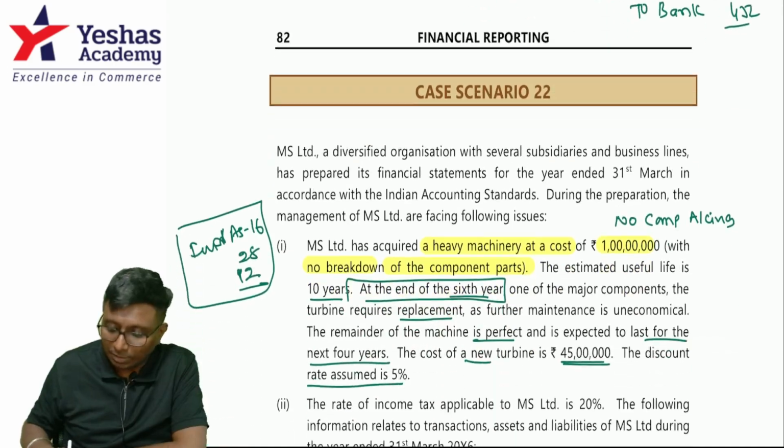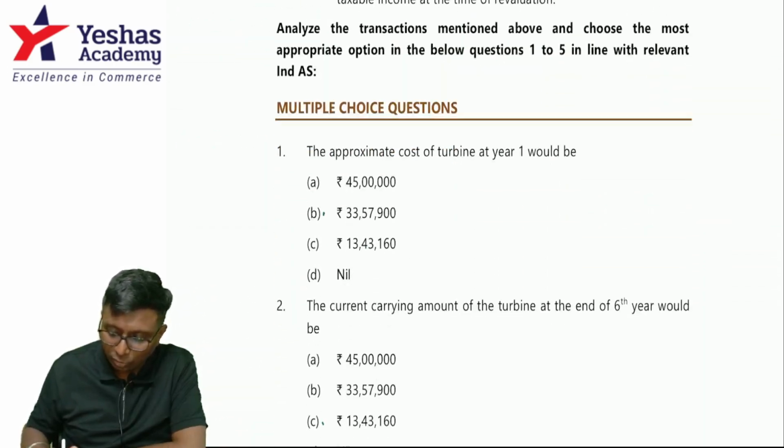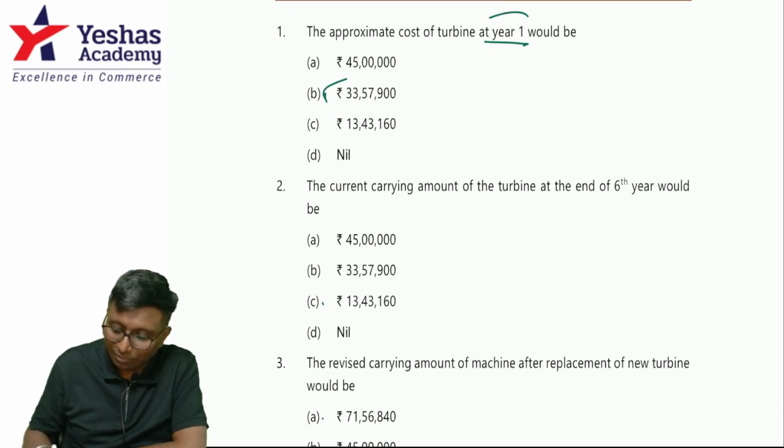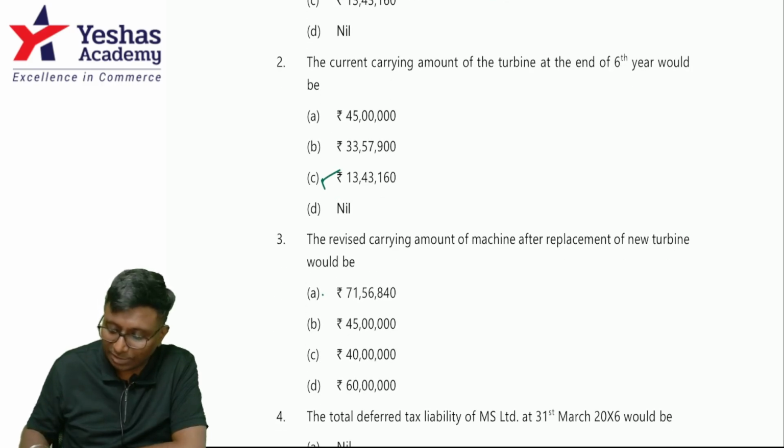Agree? Right. So now let's try to attempt the question. The approximate cost of the turbine at year one. At year one that is equal to 33 lakh 57,000 rupees, not 45 lakh rupees. It is year one he's asking. The current carrying amount of the turbine, 13 lakh rupees 43,000, we did just now.